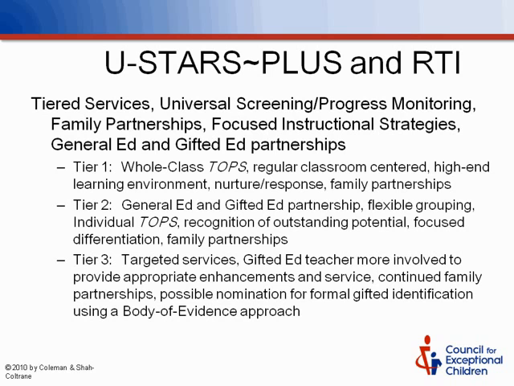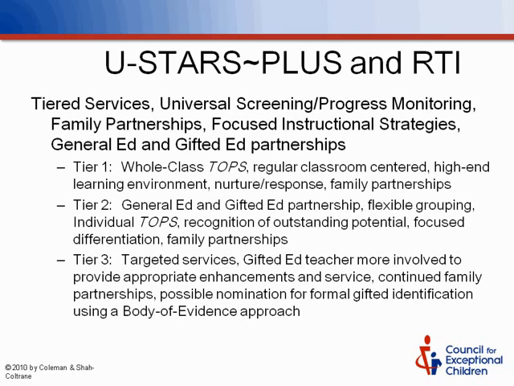The third tier, or the most intensive tier, is where we begin to think about possible nomination for formal identification. We continue appropriate enhancements and services, continue the collaboration, and bring families more into the mix. And we begin to say, is this a child that we should be nominating for formal identification? And do we have a body of evidence that would support that nomination?